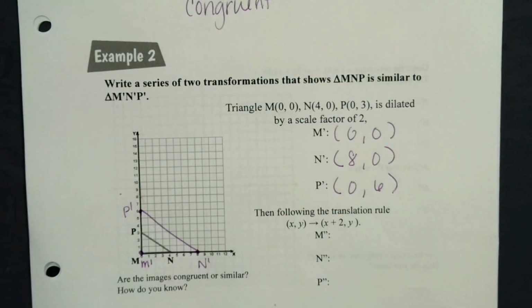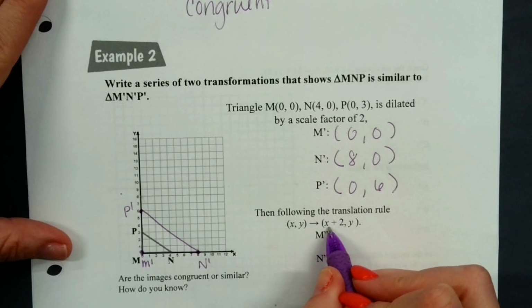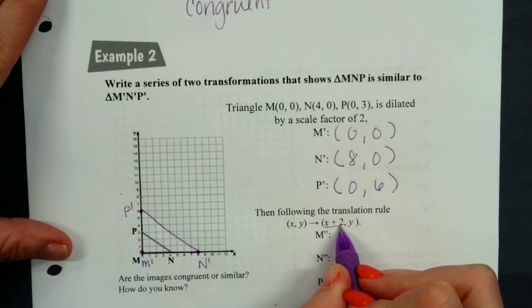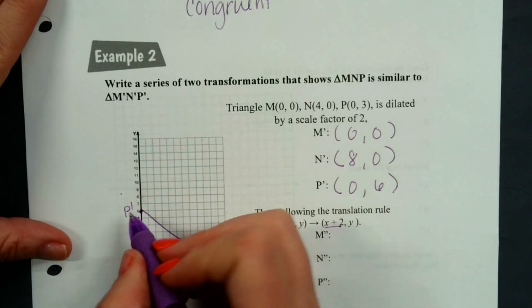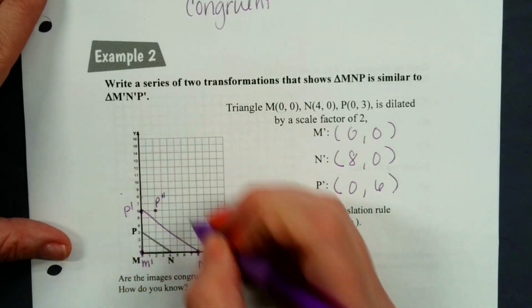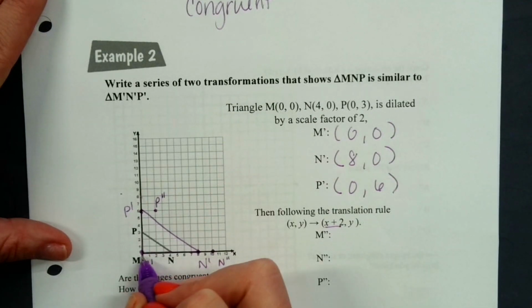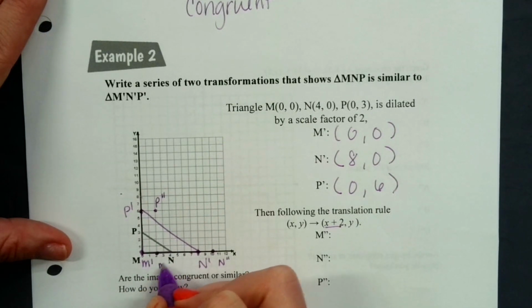Right now, what do we already know? That they're going to be what? Similar. All right, now it says follow the translation rule of I'm just going to move it 2 to the what? Right. So over 1, 2, P double prime. Over 1, 2, N double prime. Over 1, 2, M double prime.